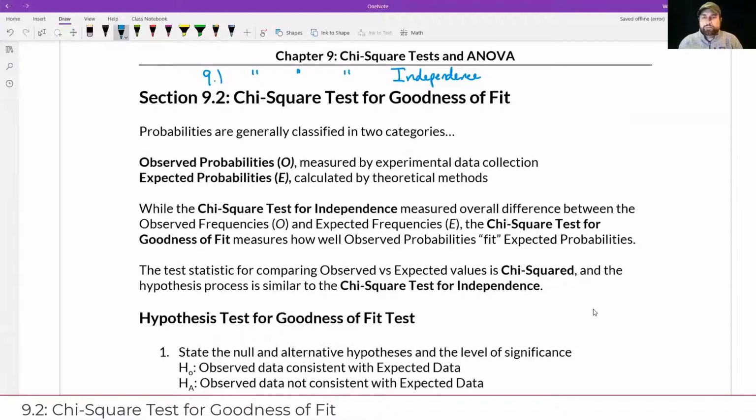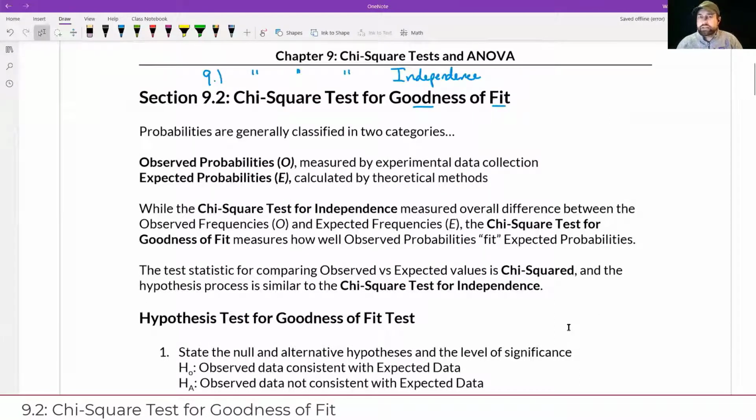So we're going to be doing the exact same mathematics, the exact same calculations, the exact same hypothesis testing, but this time we're testing how good of a fit is the observed data with the expected data. So how good of a fit?